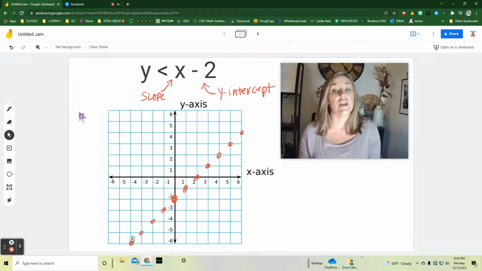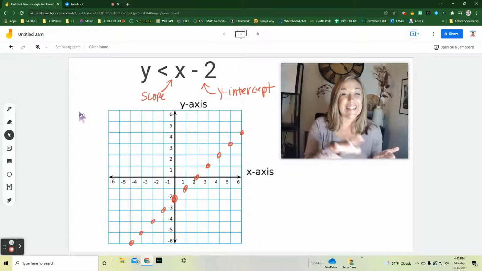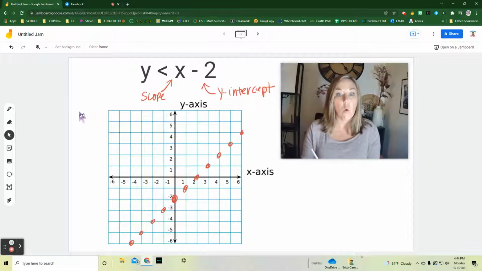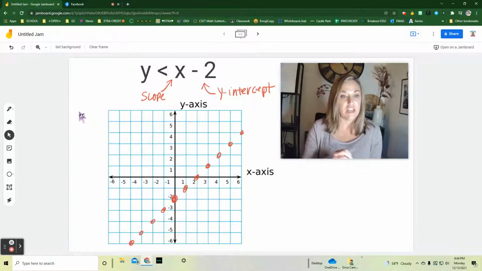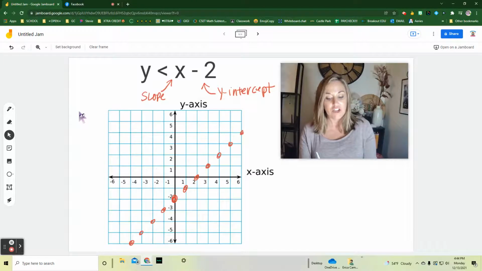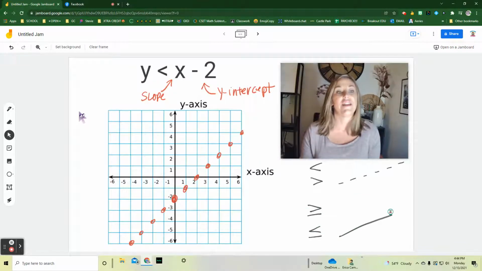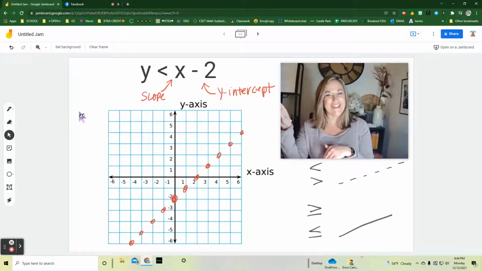So this is very similar to graphing an equation. However, this is y is less than x minus 2. So what you're going to have to do is pick a point on each side of the line that you just drew. Actually, I'm sorry, I should also first say, if it's a less than or a greater than symbol, you're going to use a dashed line. And if it's a greater than or equal to or less than or equal to, it's a solid line.